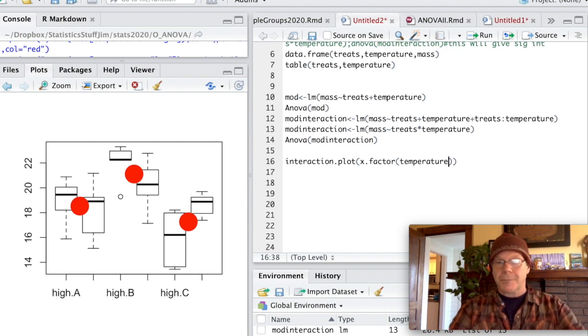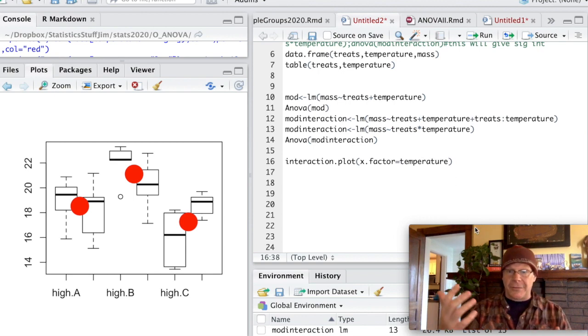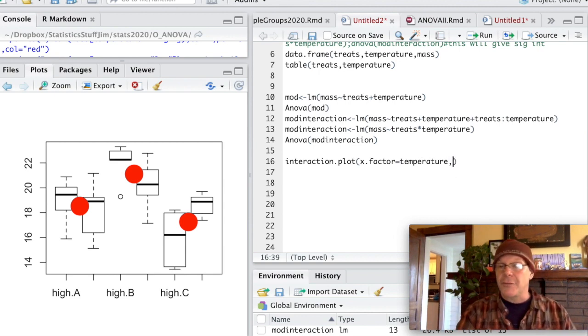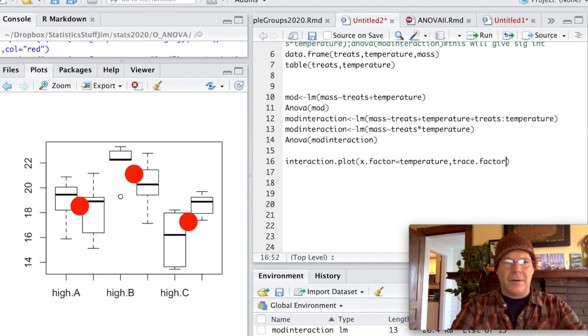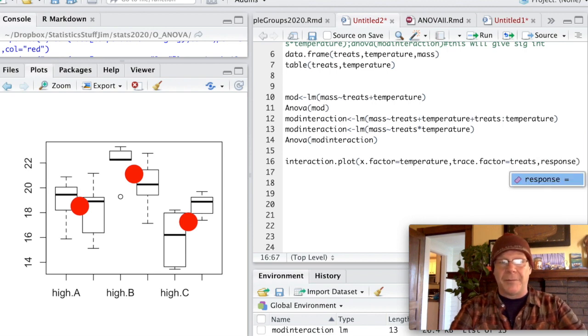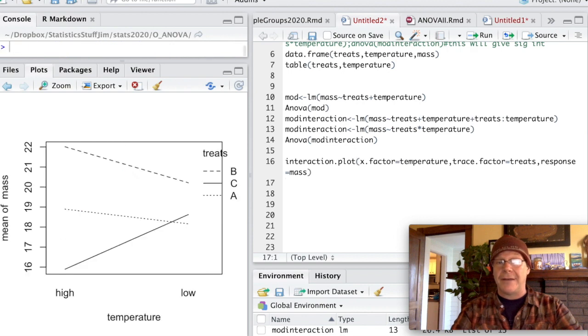Oh, I didn't mean to do that. I meant to do this. Equals. It's an argument. Okay. So that's our x factor. Next, we need our trace factor. Those are the things that we're going to plot and keep separate from one another. What I mean by that will be clear in just a second. But I'm going to go ahead and say trace.factor equals treats. And then I have to give it a response variable. The response variable is mass, because that's how our data are set up. So I go ahead and do that.